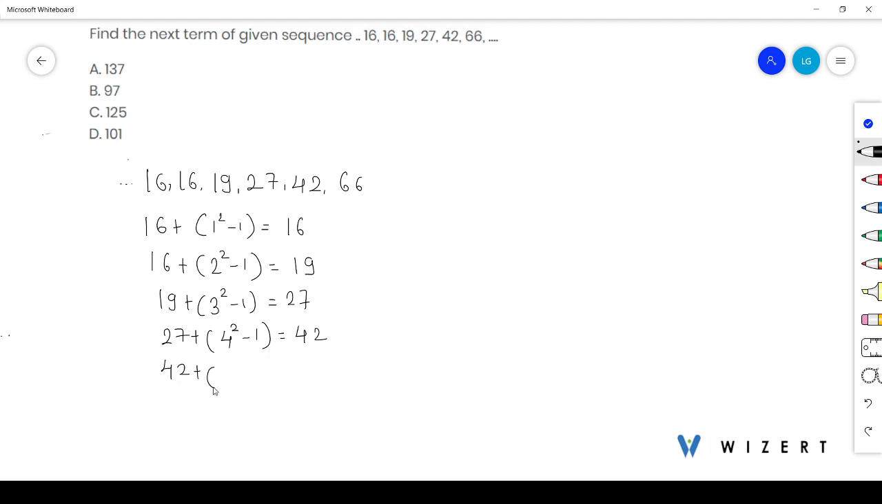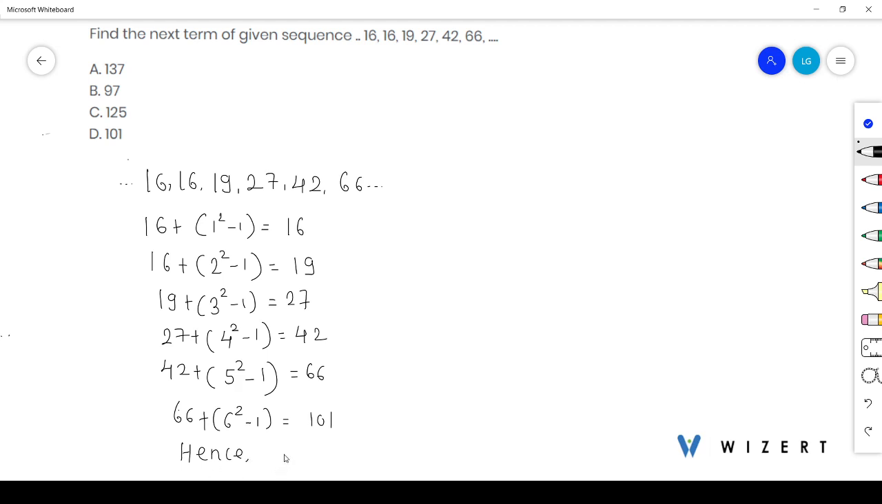If we add 5 square minus 1 to 42, we will get 66. So like that, if we add 6 square minus 1 to 66, we will get 101.